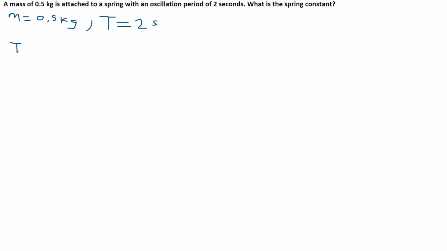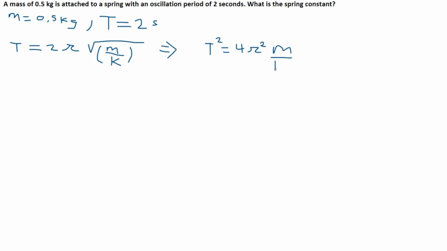We know that the formula for the period is equal to 2 pi multiplied by the square root of the mass divided by the spring constant. So we need to rearrange this formula to solve for the spring constant K. Let's start by squaring both sides to get rid of the square root. So we have that the period squared is equal to 4 pi squared multiplied by the mass divided by the spring constant.